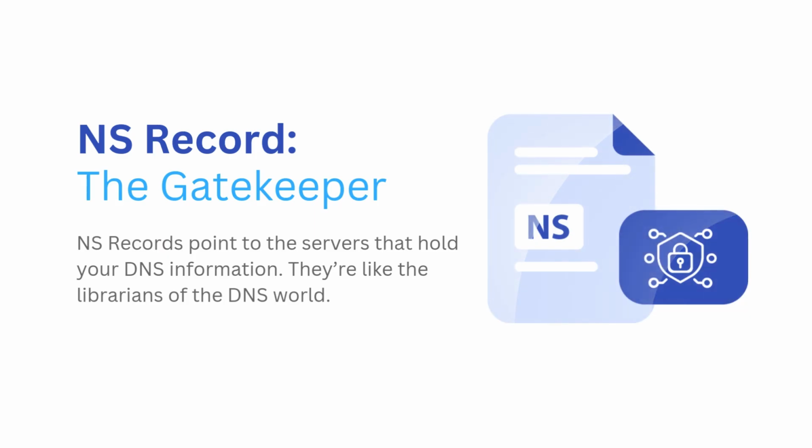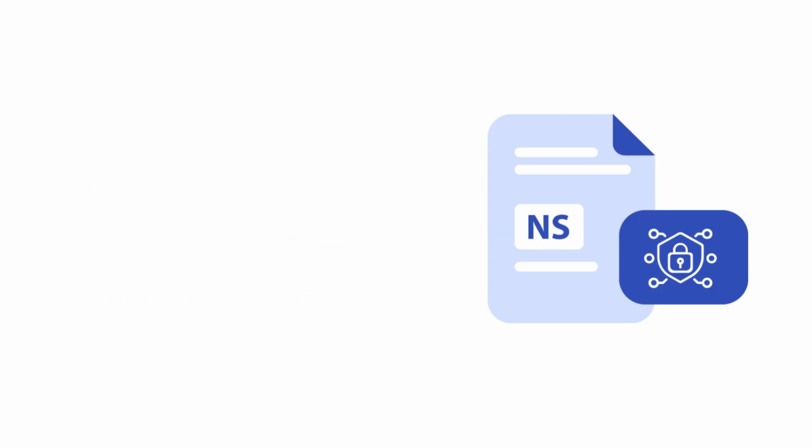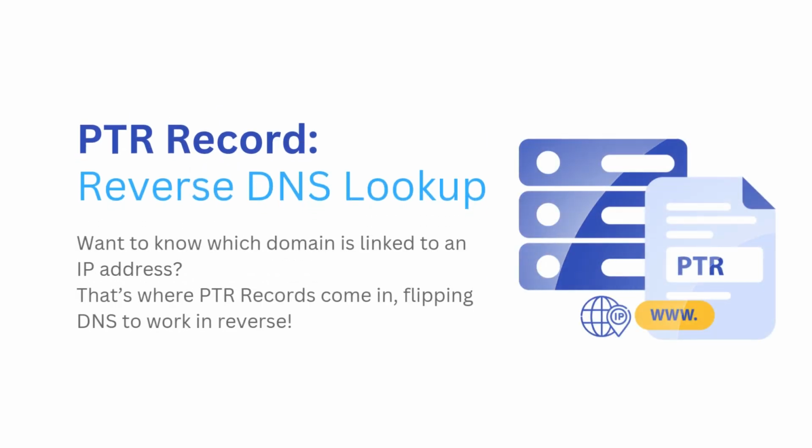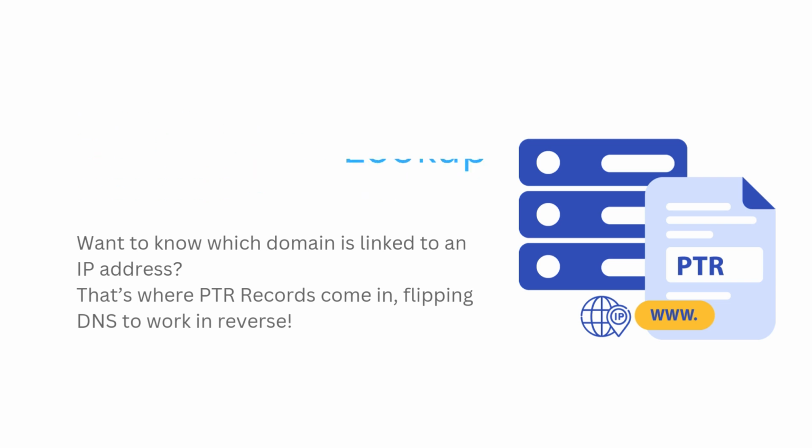NS records point to the servers that hold your DNS information. They're like the librarians of the DNS world. Want to know which domain is linked to an IP address? That's where PTR records come in, flipping DNS to work in reverse.